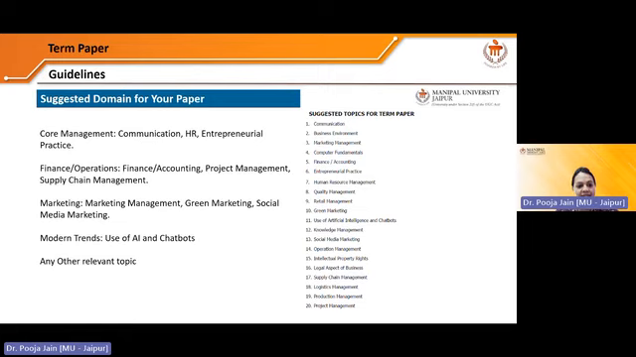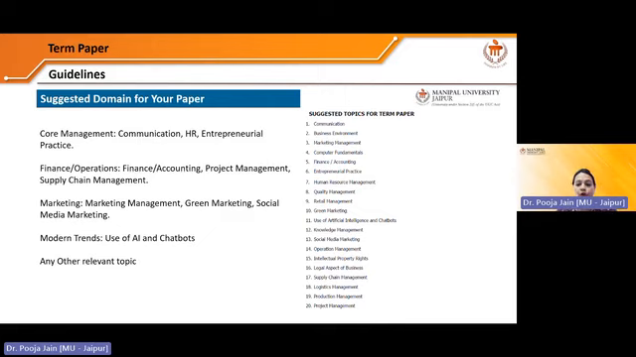If your domain or interest area is related to marketing, the suggested topics will be marketing management, green marketing, and social media marketing. You can also use the modern trend of AI and chatbots. That is a modern trend topic as well. You can choose the use of AI and chatbots.